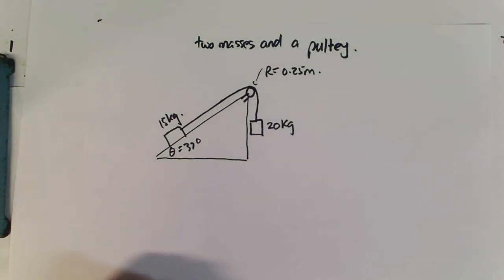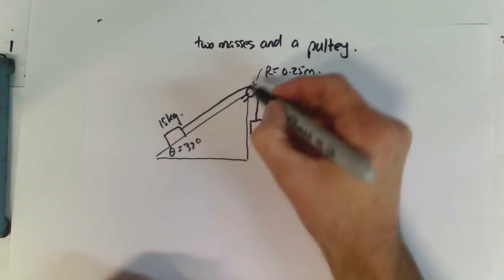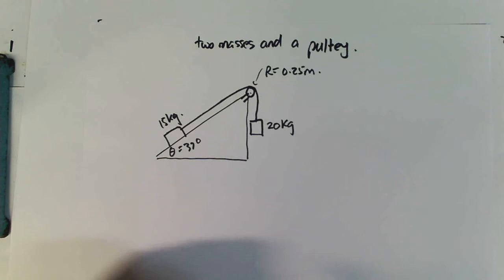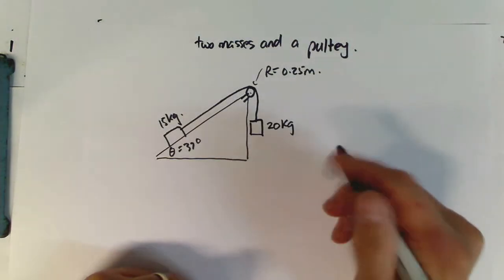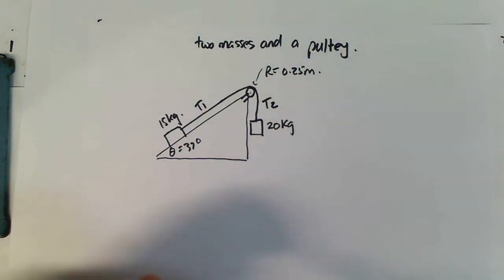Alright, I'm going to call this one two masses and a pulley. What we're looking at here is a 15 kg mass and a 20 kg mass going over a pulley up here with a radius of 0.25. Now the question is to ask for the tensions in the string. So we'll call this tension T1, and this tension T2.